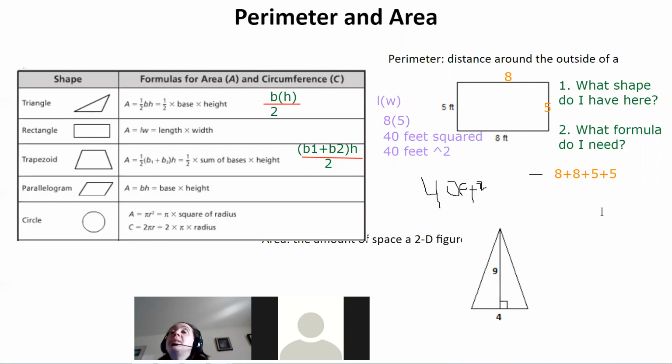Okay, so 8 plus 8 is 16. 16 plus 5, what is that? 21? Yes. 21 plus 5 is 26. Do you guys get 26? So we would say 26 feet, and you don't need to square that one. That's the perimeter. Perimeter, so it's the distance around.